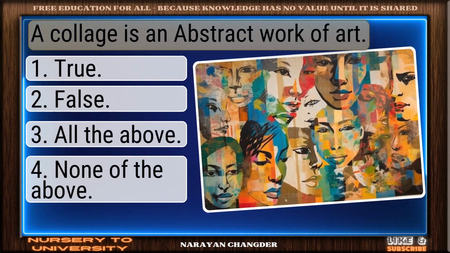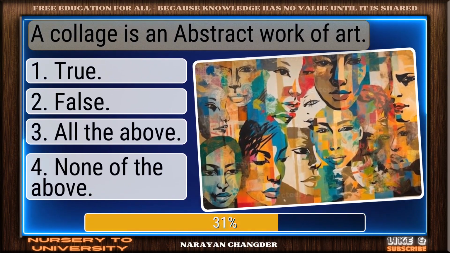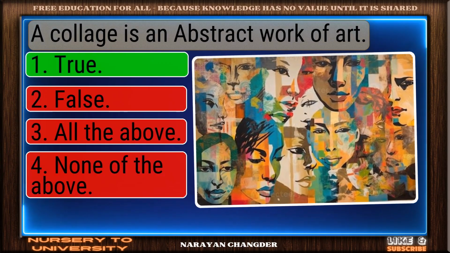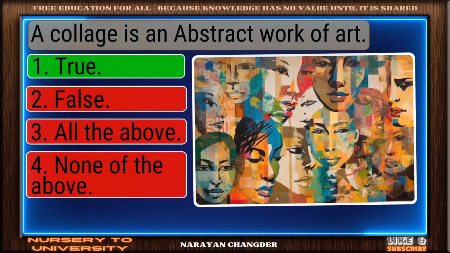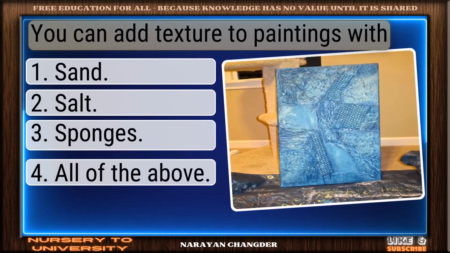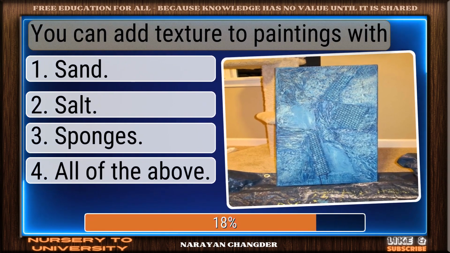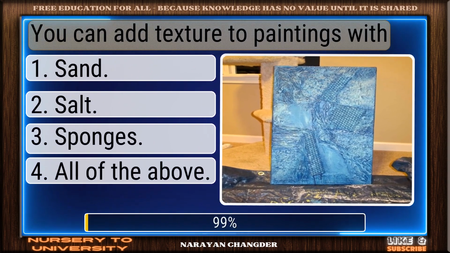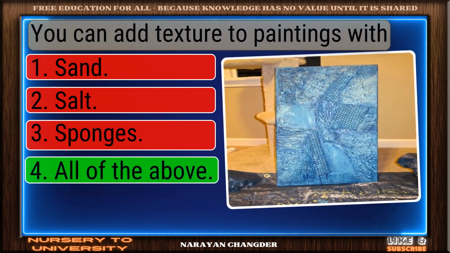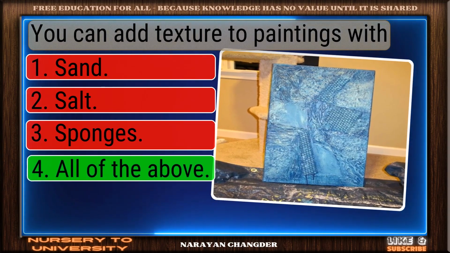A collage is an abstract work of art. Smart pick. True is the correct choice. You can add texture to paintings with. On track. All of the above is the correct answer.